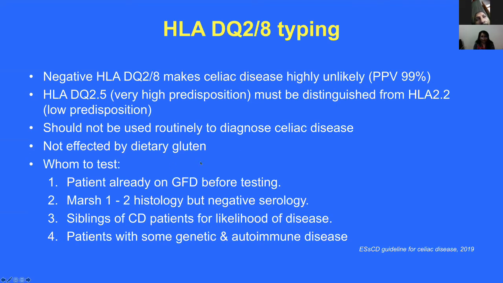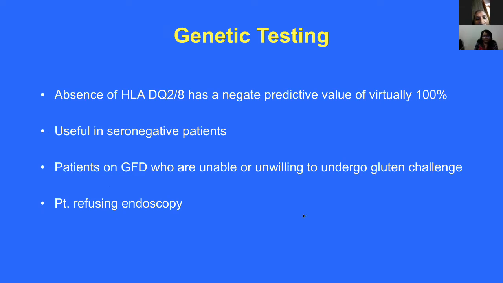So whom to test? Patients already on a gluten-free diet before testing, and patients with Marsh 1 or 2 histology but negative serology, to say whether this person has celiac. Siblings of celiac disease patients, for likelihood of disease. If they are positive for HLA, they are likely to have celiac disease in future. And in some patients with genetic and autoimmune diseases, in which we want to know the link between autoimmune diseases and celiac, in those cases, patients should get the HLA typing. Absence of HLA-DQ2 or 8 has a negative predictive value of virtually 100%.